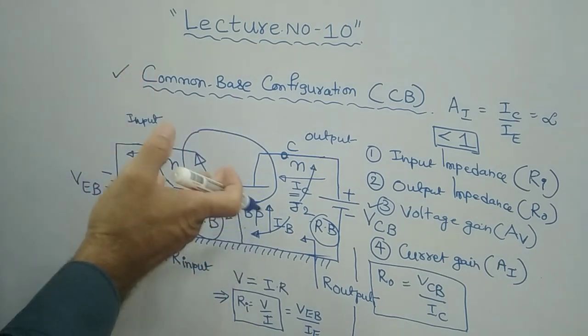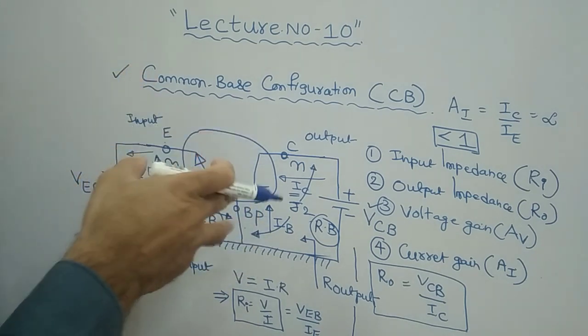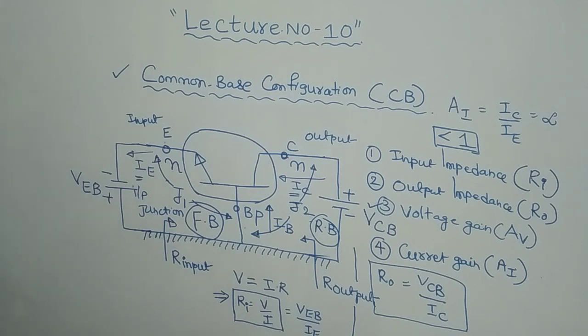The same circuit can be used to study under AC analysis. So what is AC analysis? AC analysis is where the capacitive effect comes into the picture, because the capacitance also will be taken into consideration for AC analysis, right?